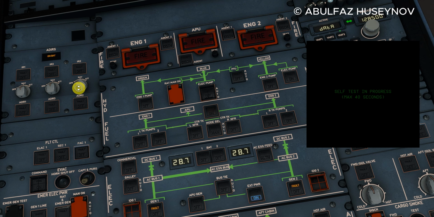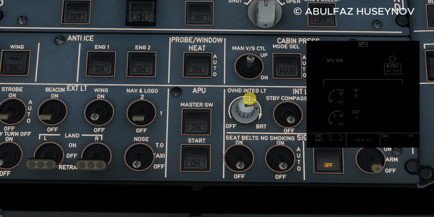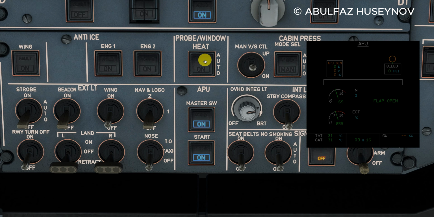With external power connected, we'll set the IRS to NAV and turn on the fuel pumps, preparing the aircraft for APU startup. Next, we'll perform an APU fire test to ensure the system is functioning correctly. The APU not only provides electrical power but also supplies the aircraft with bleed air. This is crucial for starting the main engines and maintaining cabin pressure.